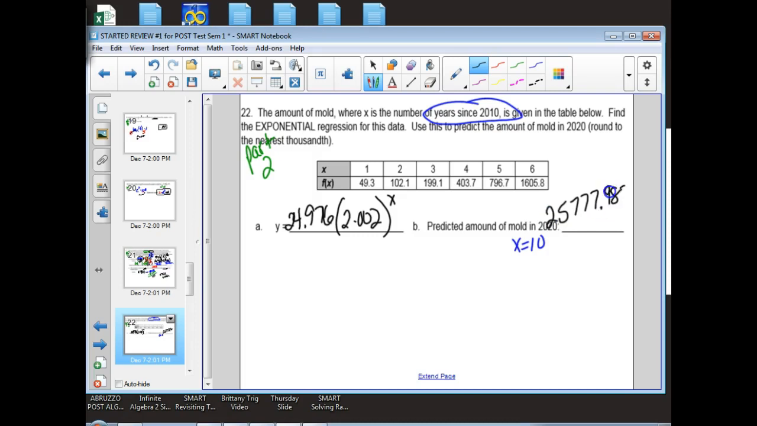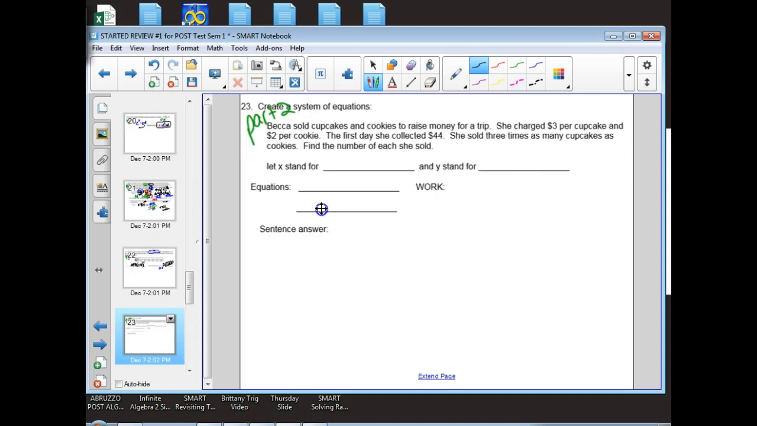25777.987. So I'm looking for a horribly specific, what's the label on here? It doesn't tell me. Oh, it's amount of mold, whatever that means. You need to be real specific that you're using the regression equation and not your truncated regression equation. So use the one on the calculator, I guess, is the moral of the story there.